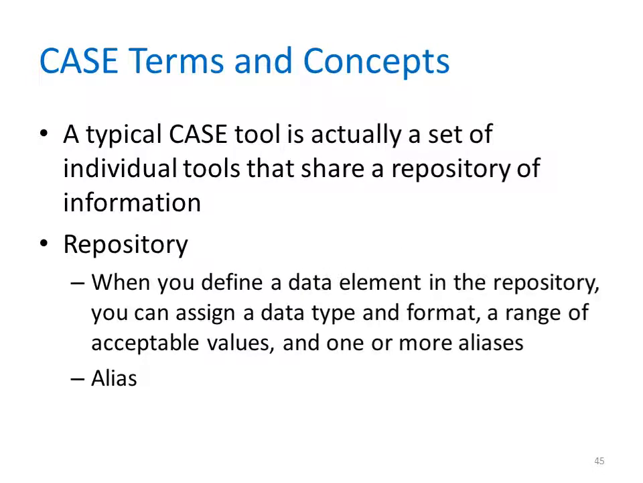A repository is a database that serves as a central storage location for all information about the system being developed. Once a data element has been defined in the repository, it can be accessed and used by processes and other information systems. When you define a data element in the repository, you can assign a data type, a format, a range of acceptable values, and one or more aliases. An alias is just an alternative name for a data element. By doing this, the repository can be searched and all instances of the data element can be listed.